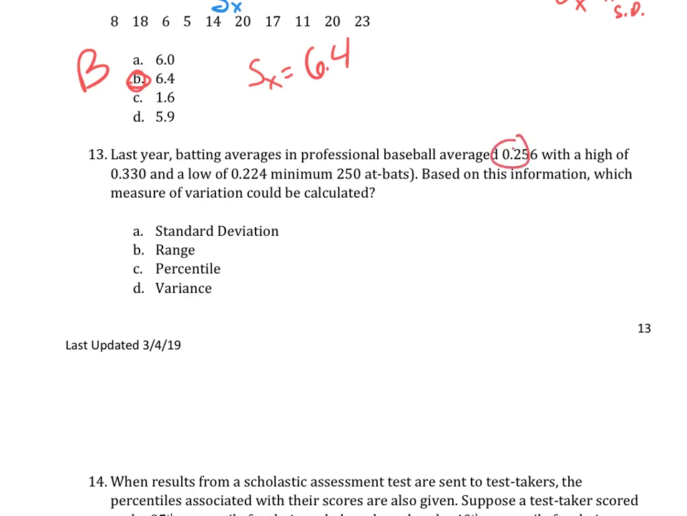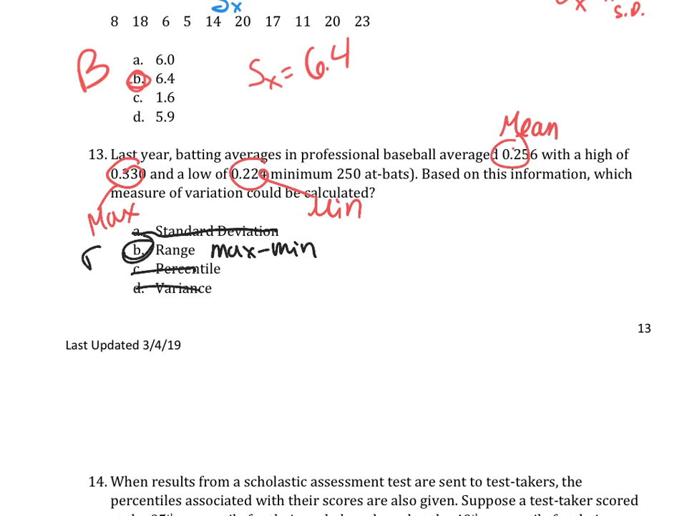So here all we know is the mean, and then we know the maximum and the minimum. So here, standard deviation, we don't know how to calculate it with just those 3 things, so we can't do that. Range we could do because we have max minus min, so we'll keep that one option open. Percentile, we need to know the specific data values in order to calculate percentile, and variance is just standard deviation squared, so we can't do that either. So range would be the only thing that we could calculate with the information that we're given, because we know the minimum and the maximum.